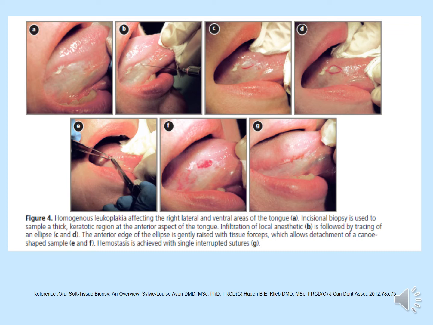So that piece of tissue is immediately put into the specimen container, which has 10% formalin in it, and the raw area that is present is then sutured up. Okay, so these are the steps that are followed in scalpel biopsy.